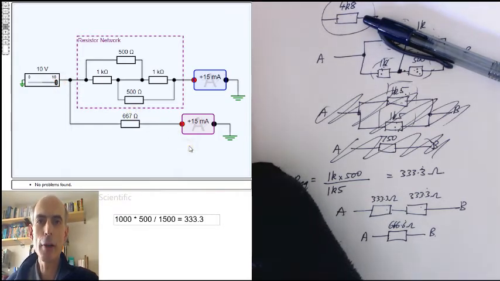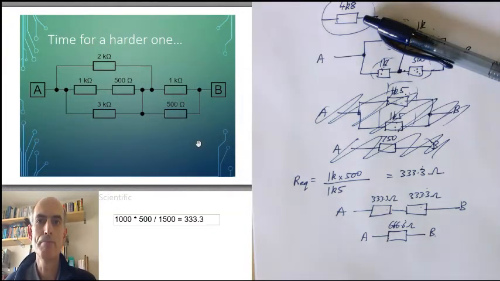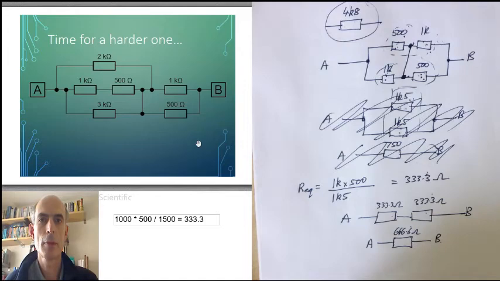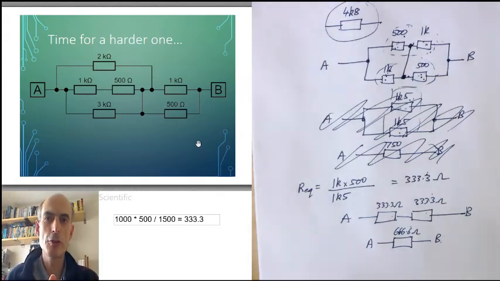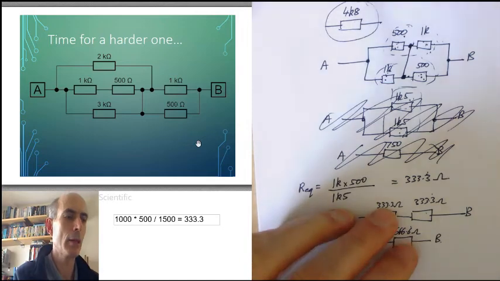Okay, final one to have a look at this time. This one. The same principles apply. We just go through it stage by stage, reducing the circuit using the resistors in series and resistors in parallel equations until we get down to a single resistor. Let's have a go.